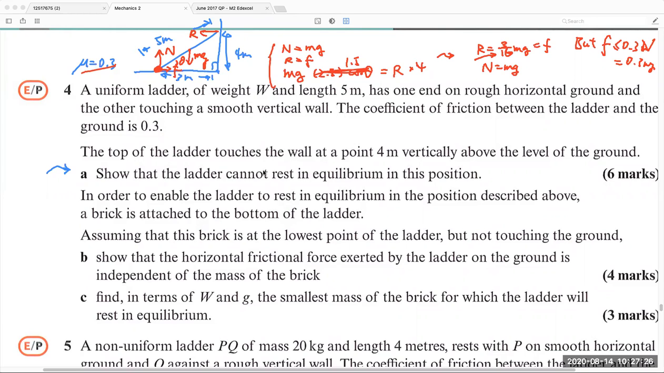Oh, no. This is 3 over 2. Then this should be 3 over 8 here. That means the friction you calculated for equilibrium is greater than 0.3 mg. Therefore, the object cannot be in equilibrium. Okay.